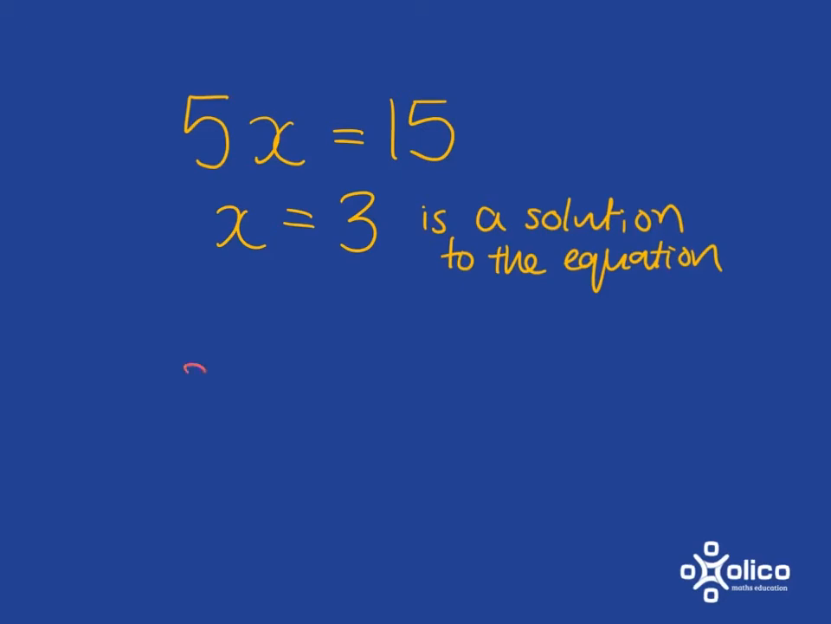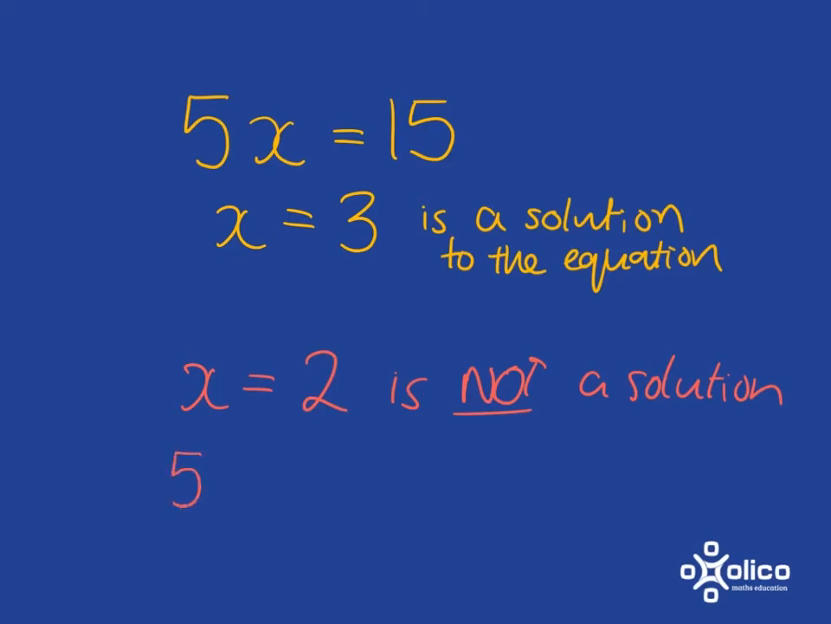Let's look at something that isn't a solution. For example, x equal to 2 is not a solution to this equation. Why? Because if we put x equal to 2 in this equation, it won't be true. Let's see. Let's put x equal to 2. What we're going to get is 5 times 2, which is 10. And 10 is not equal to 15.